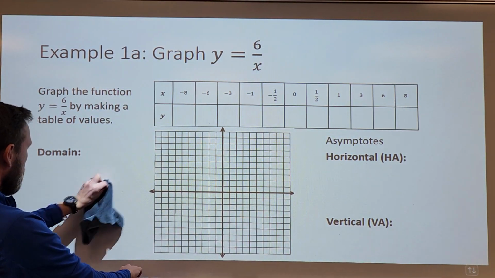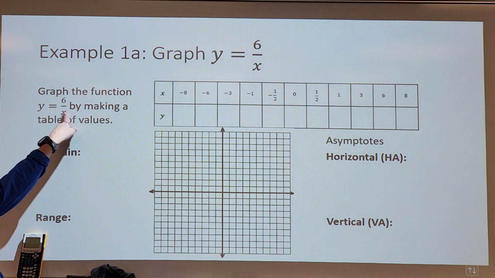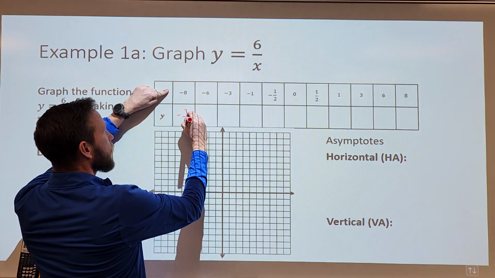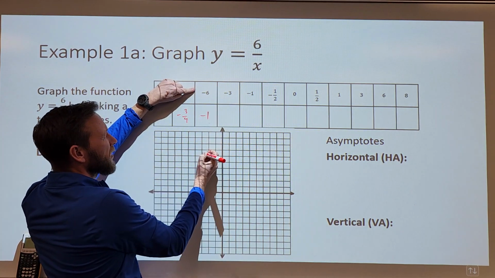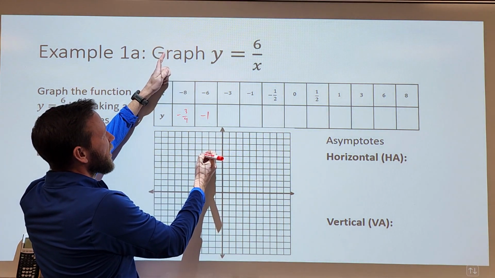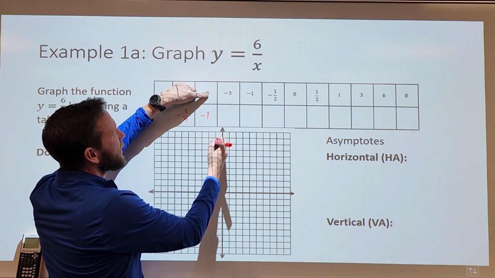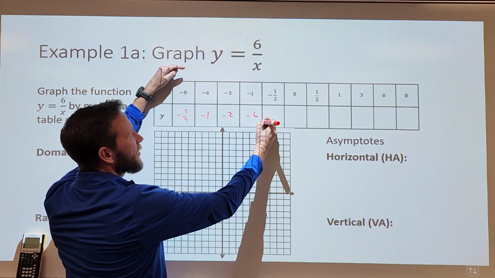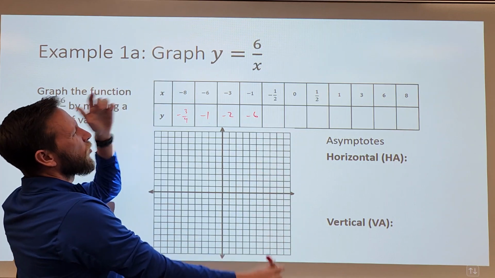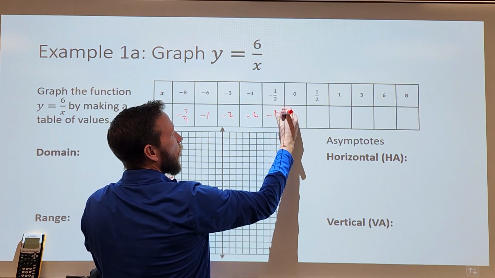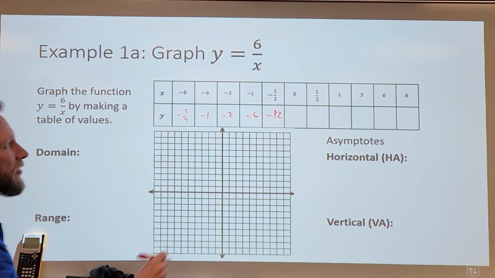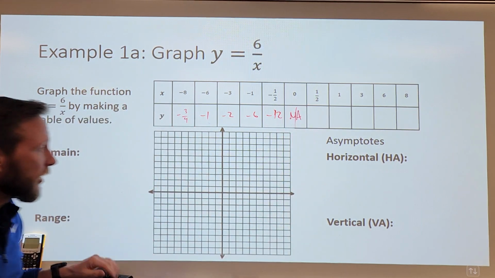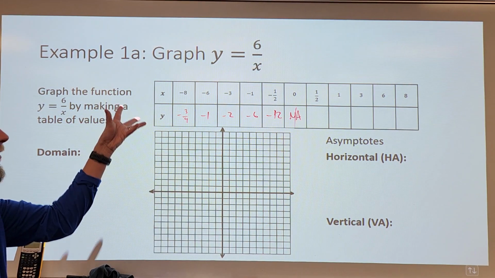All right, so again, I'm just going to make a table of values here. y equals 6 over x. 6 over negative 8 is going to give me negative 3/4. 6 over negative 6 is going to be negative 1. 6 over negative 3 is going to be negative 2. 6 over negative 1 is negative 6. 6 over negative 1/2 is negative 12. All right, and then 6 over 0 doesn't exist. It's undefined. We can't divide by 0.